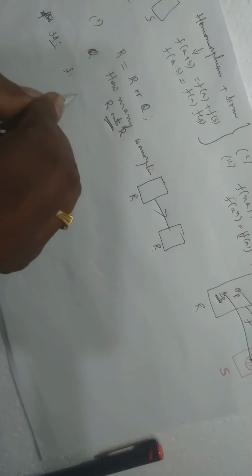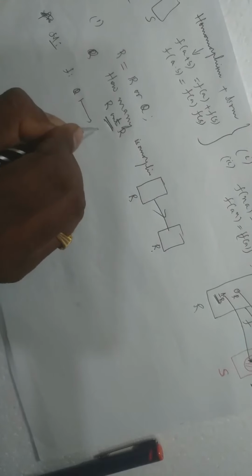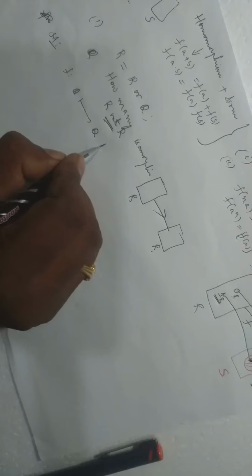So the proof, or else the solution for this is: let f from Q to Q be an isomorphism.